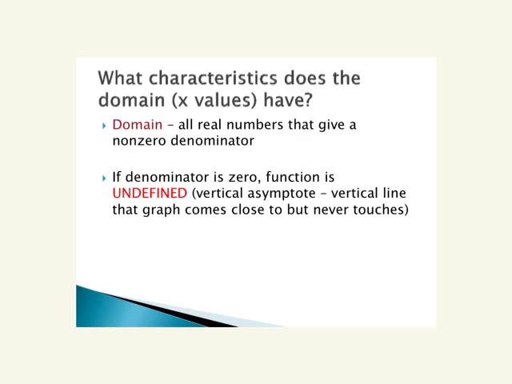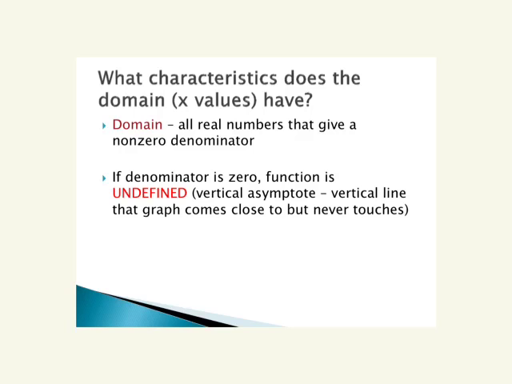Well, when you think about the domain here with these rational expressions, the domain is always going to be all real numbers that give you a non-zero denominator. So the only values that are going to be excluded from your domain are those values that make the denominator 0. Now, if the denominator is 0, then you need to understand that the function will be undefined at that point. Now, what that's going to look like graphically will be explained tomorrow.